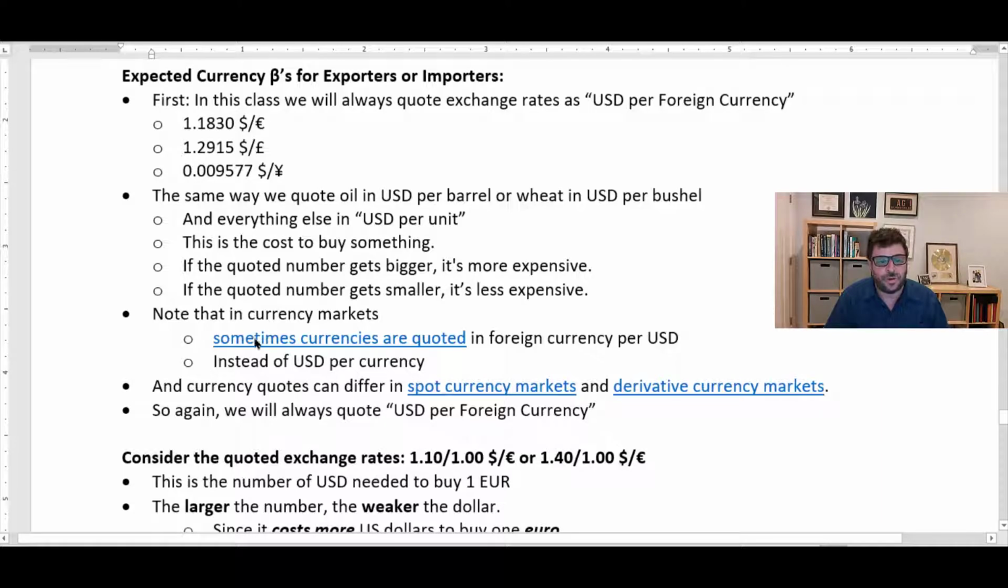Now note that in currency markets, sometimes currencies are quoted in the foreign currency per US dollar. So for example, for the yen, it's very common to quote this as 110 yen per dollar, instead of US dollars per currency. And just to make it even more confusing, depending on whether it's a derivatives market versus a spot market or cash market, the currency quote method can change. But we will always quote US dollar per foreign currency in this class for the reasons we just talked about.